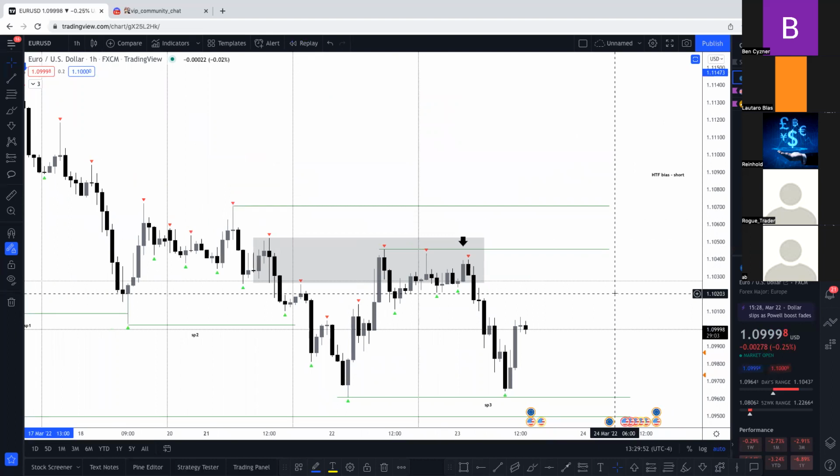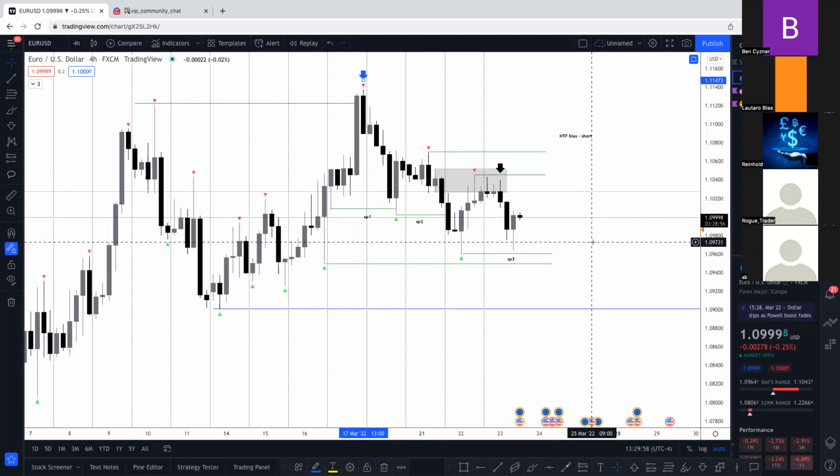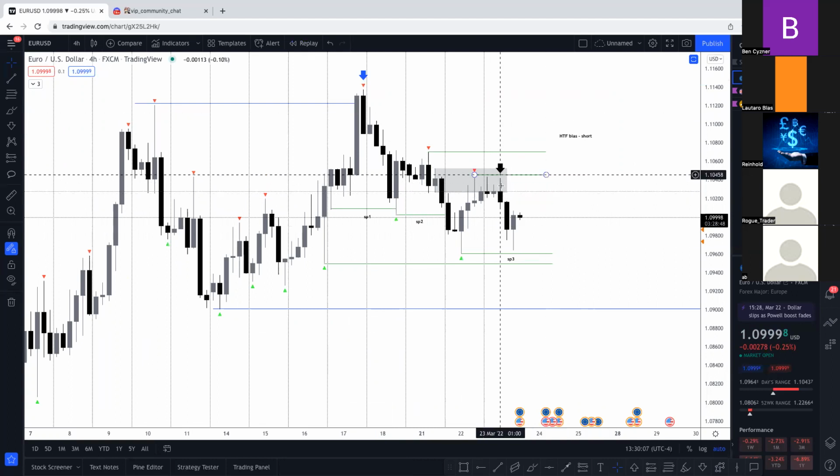Sorry, Ben, can I just ask one more question on the 4 hour? Sure, let me go back to it real quick. So when SP2 is induced, right, at what point do you, let's say that black candle continued to go down, at what point do you stop looking for entries on the lower time frame?